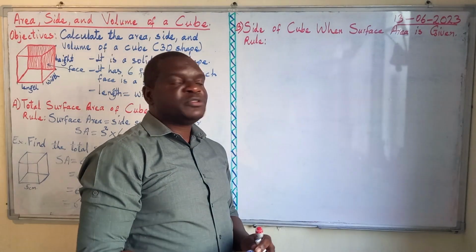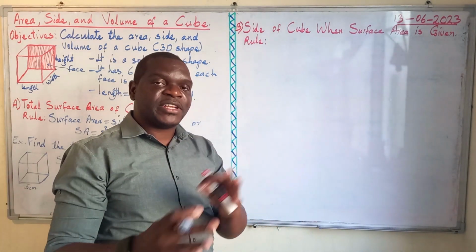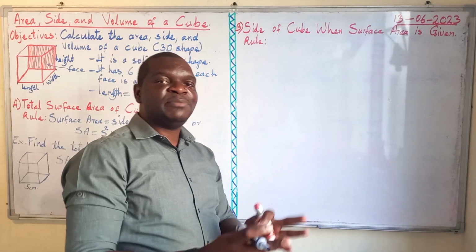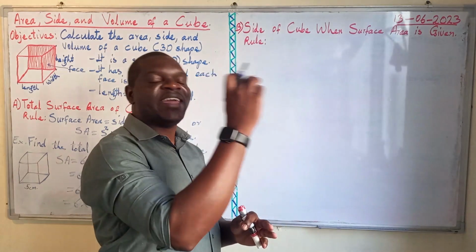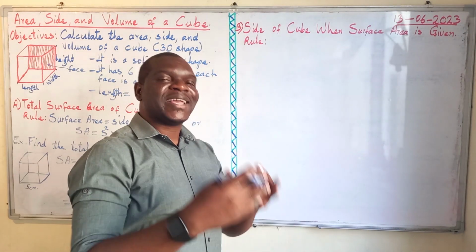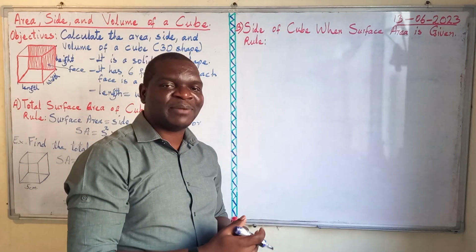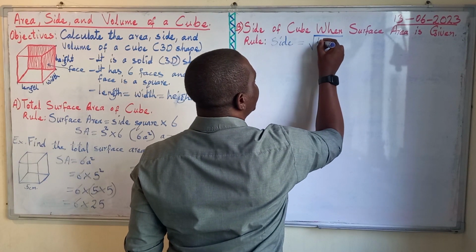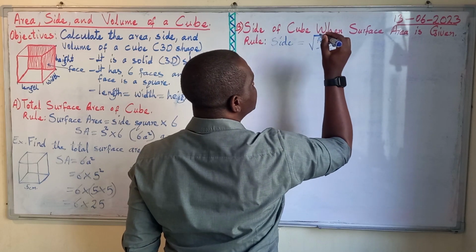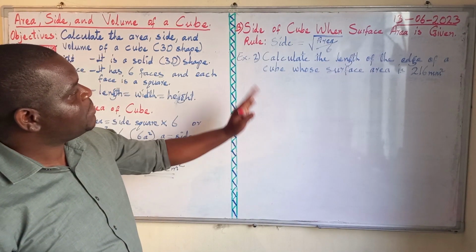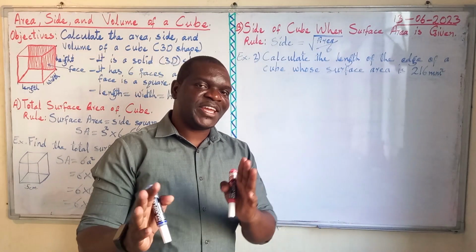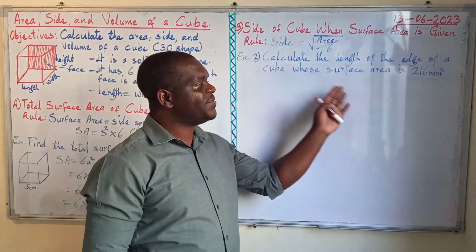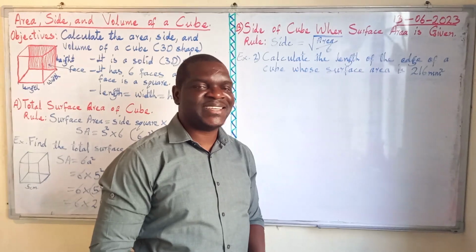Let's move to the second aspect. For you to be able to find the side, if the surface area is given, you simply find the square root of area divided by 6. We're going to explain this as we solve the example. Side is equal to square root of area divided by 6. Here is our second example. Calculate the length of the edge of a cube whose surface area is 216.